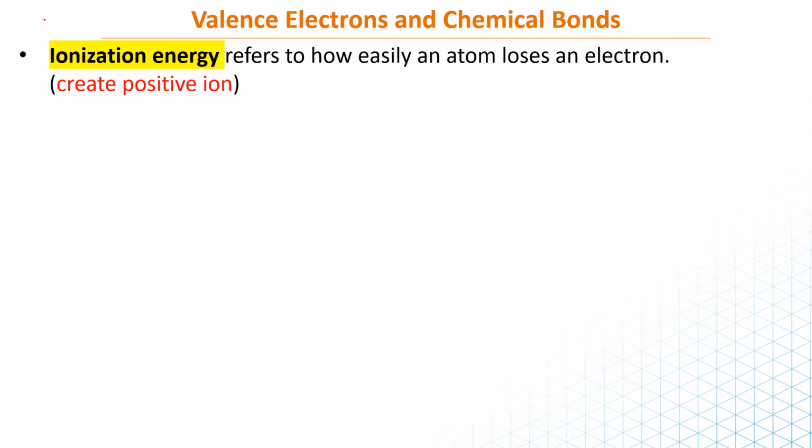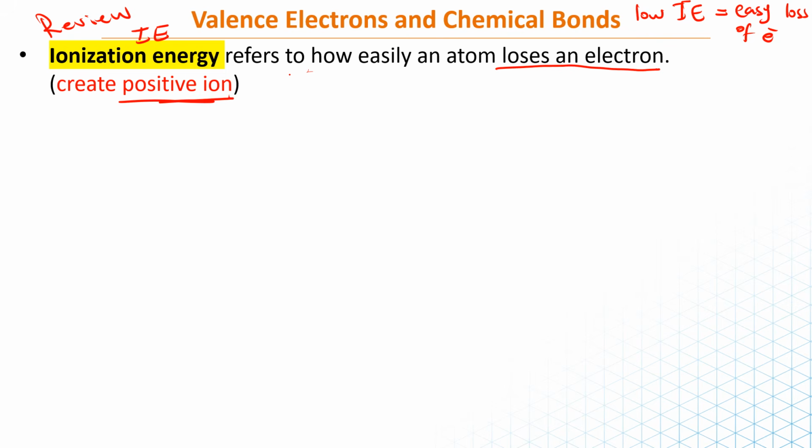So just a quick review. Ionization energy refers to how easily an atom loses an electron. So low ionization energy, اللي هي طاقة التأيون, equals easy loss of electron. يعني ما نحتاج طاقة كبيرة عشان نشيل إلكترون من الذرة. So it's easy. It will create a positive ion, because removing or losing an electron means a positive ion.